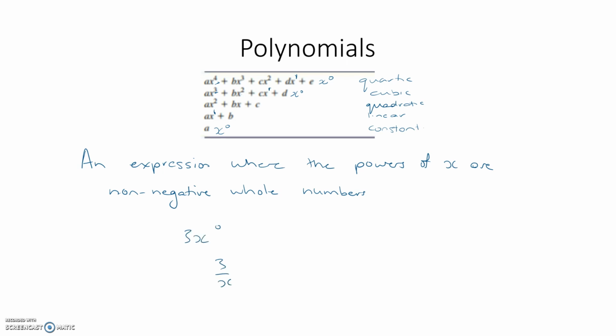3 over x is not a polynomial because that's 3x to the power of -1. The square root of x is not a polynomial because really we'd be writing that as x to the half, and that is not a whole number either.